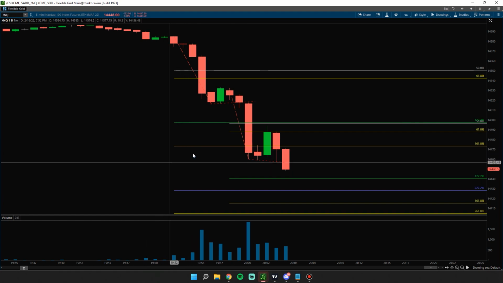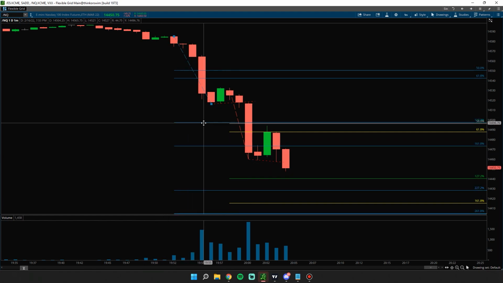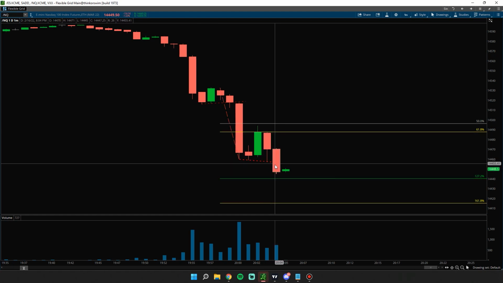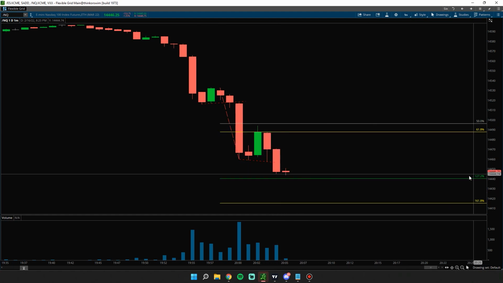And I do have the 50% level on here. So if I remove this flag, you can see here we would enter puts right there. And your first trim is going to be the 272 level.